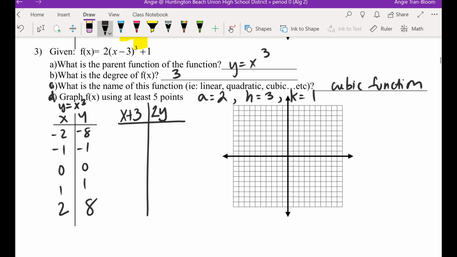Then you got k equals 1. Caitlin? K equals 1. What kind of transformation is that? Transformation. Up, down, left, right. Which one? Up. Up. Good. So now what are you going to add it to, the y or the x? Perfect. So add 1. Beautiful.